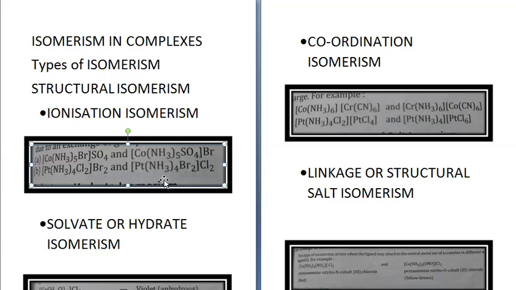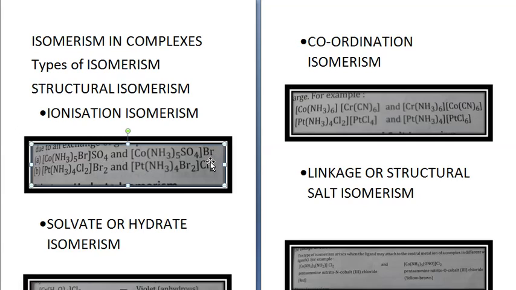Like for example, see over here, [Co(NH3)5Br]SO4 and [Co(NH3)5SO4]Br. Now in the first case, coordination sphere contains [Co(NH3)5Br]. In the second case, coordination sphere contains [Co(NH3)5SO4]. And ionization sphere in the first case consists of SO4, whereas in the second case it consists of Br.